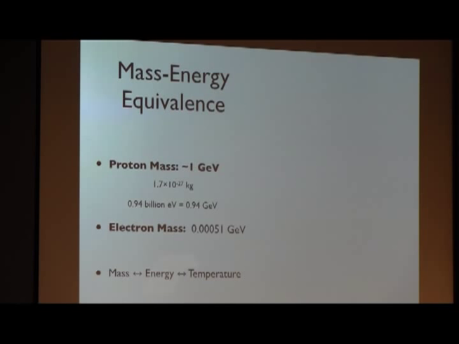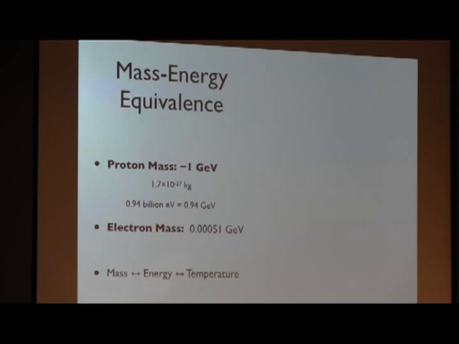Now, an electron has a much smaller mass. It's about 1/2000th the mass of a proton. And so we would say that that's about 0.00051 GeV. And all the particles have masses that we'll give in GeV.